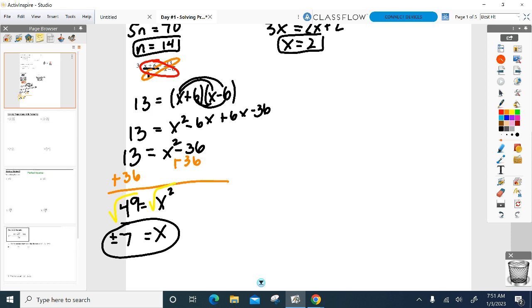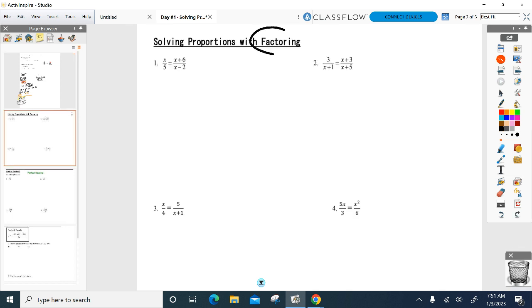Okay, it's going to get a little tougher now. Now you're going to have to factor these at the end. So go ahead, cross multiply. You're going to have x times x minus 2 on one side, and you're going to have 5 times x plus 6 on the other side. I'll give you guys a second. Go ahead and distribute.